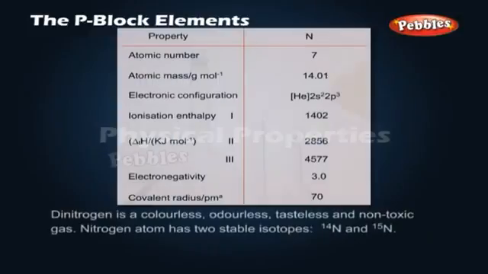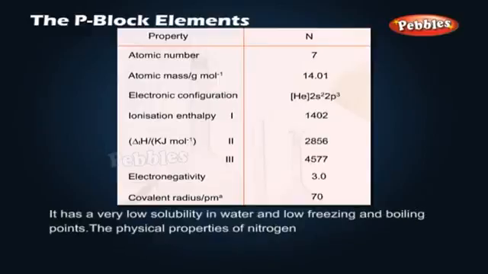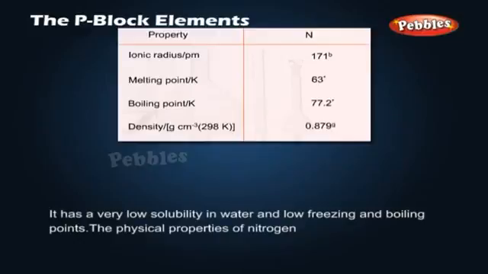Physical properties. Dinitrogen is a colorless, odorless, tasteless, and non-toxic gas. Nitrogen has two stable isotopes, 14N and 15N. It has a very low solubility in water and low freezing and boiling points. The physical properties of nitrogen.